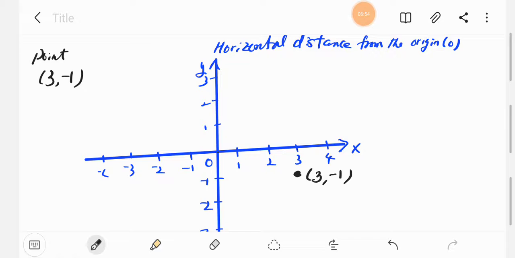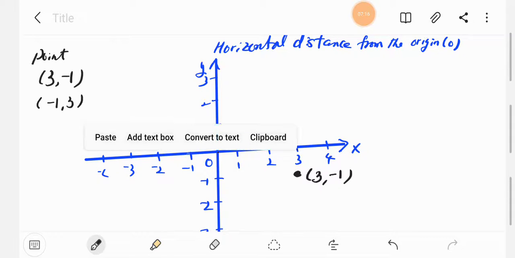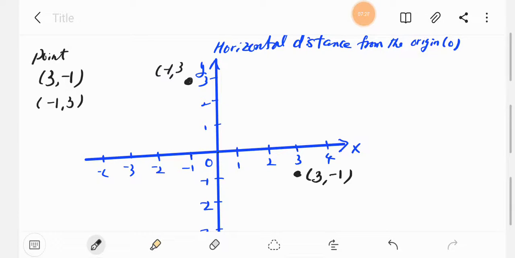Alright, how about plotting a point which is now (-1, 3). Now the x distance is -1. So from the center, move 1 unit to the left horizontally. Negative means left horizontally. And then the y value is 3, so go vertically 3 units up. 1, 2, 3. So you're at this point. So (-1, 3) is this point. Make sense? I hope so.